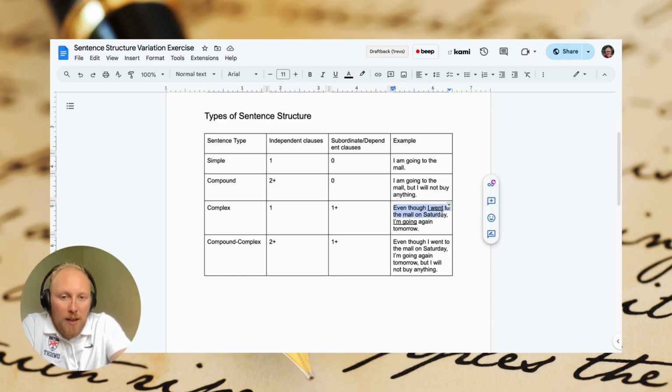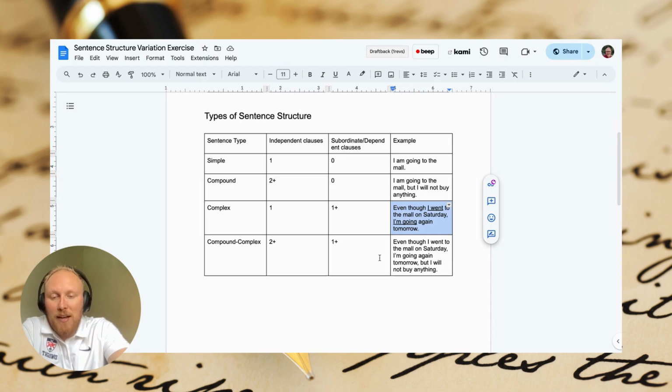So now I know this right here. Even though I went to the mall on Saturday, that can't stand alone as its own complete thought, right? Because of this, even though at the beginning, I now need more information to complete the idea. I need an independent clause. So I have a subordinate clause here, and I have an independent clause here. I'm going again tomorrow. That could be its own sentence. So this sentence type is called complex.